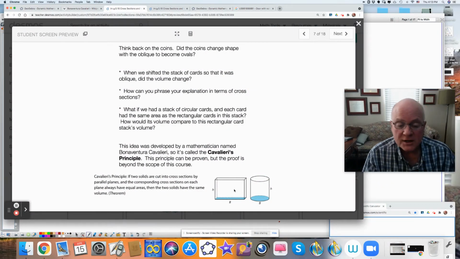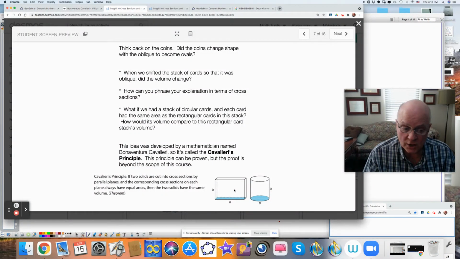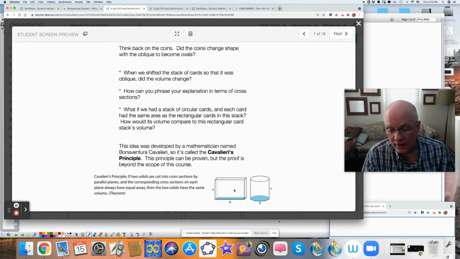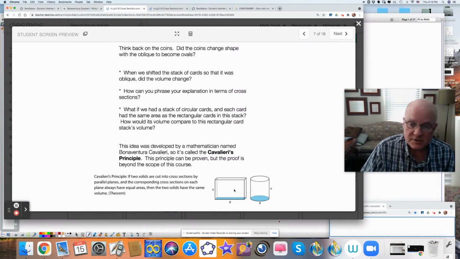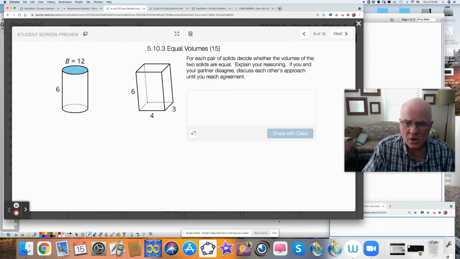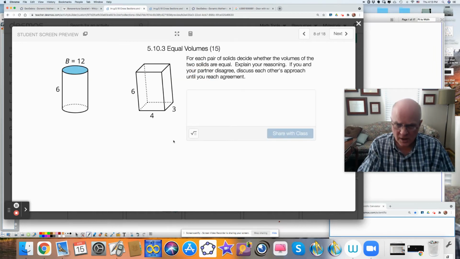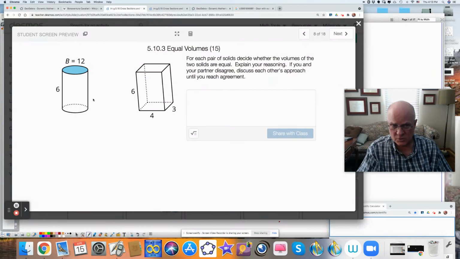If two solids are cut into cross sections by parallel planes, and the corresponding cross sections on each plane always have the same area, then the two solids have the same volume. And that's kind of curious and kind of strange to do. Now, all this time we're going to have different pairs of students do these problems.